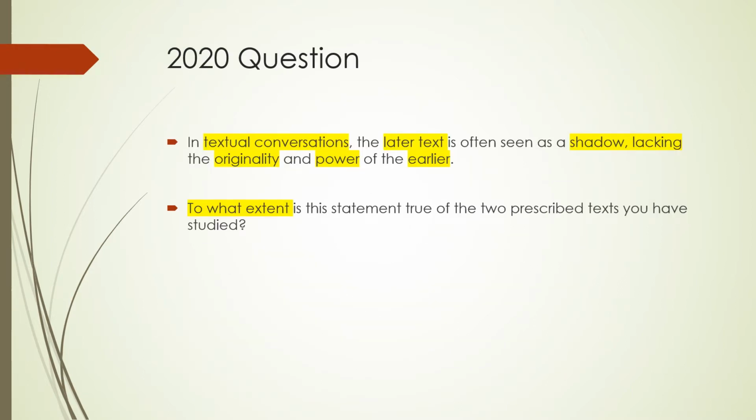So let's have a look at the 2020 question. In textual conversations, the later text is often seen as a shadow, lacking the originality and power of the earlier. To what extent is this statement true of the two prescribed texts you have studied? What I've done here is I've highlighted the keywords in the question, remembering that those keywords link to elements or terminology in the rubric itself. So let's have a look at some of the rubric terms that these keywords relate to.